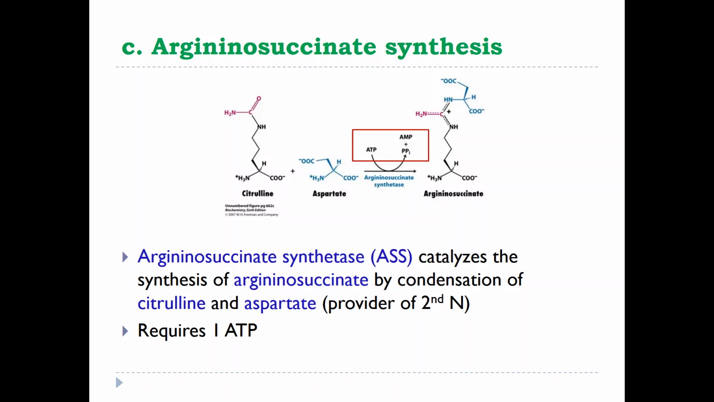The third reaction of the urea cycle, and the first that occurs in the cytosol, is the synthesis of argininosuccinate by condensation between citrulline, which was produced in the previous reaction, and aspartate, which provides the second nitrogen for the formation of urea. This reaction is catalyzed by argininosuccinate synthetase, and it uses one molecule of ATP, which gets degraded down to AMP and pyrophosphate.